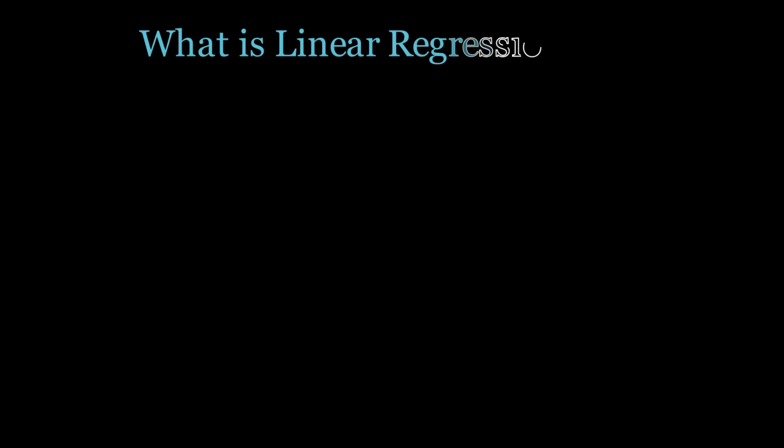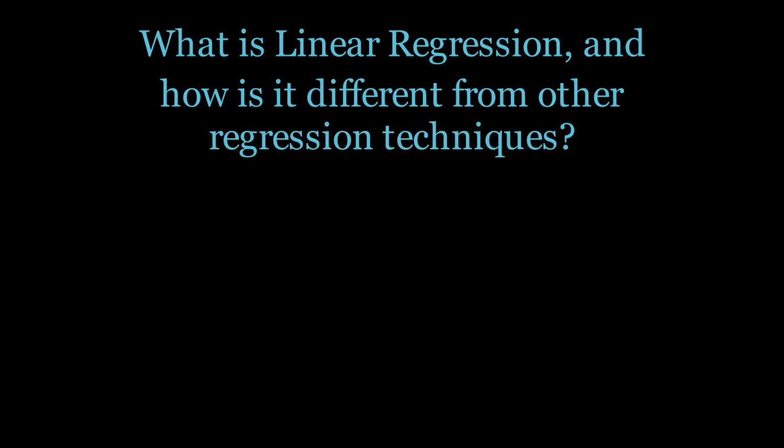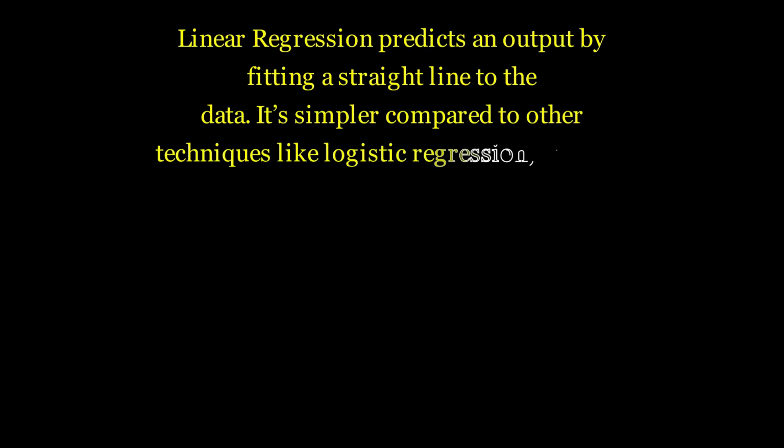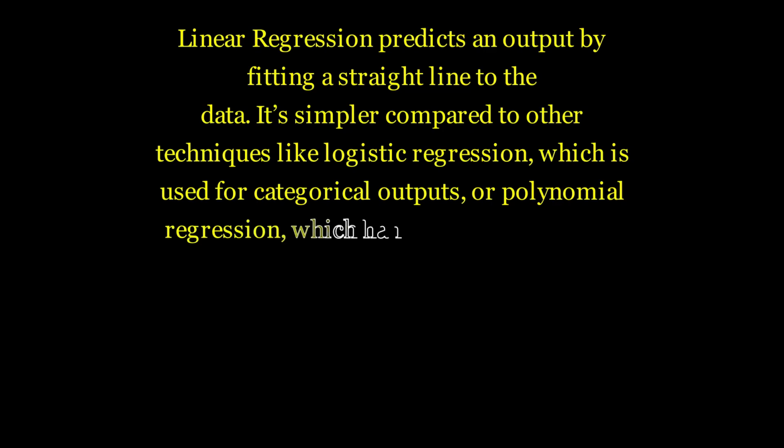What is linear regression, and how is it different from other regression techniques? Linear regression predicts an output by fitting a straight line to the data. It's simpler compared to other techniques like logistic regression, which is used for categorical outputs, or polynomial regression, which handles non-linear data.